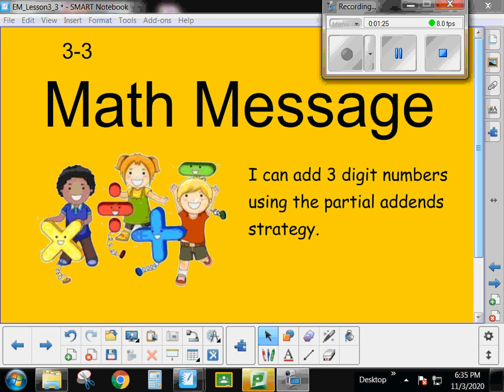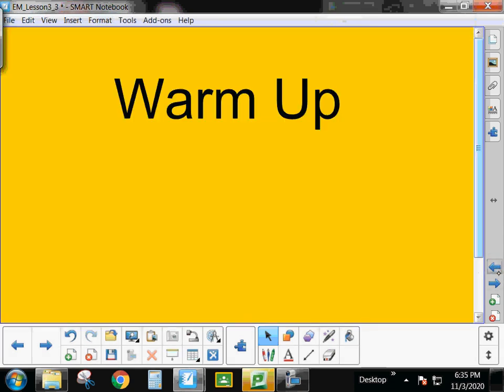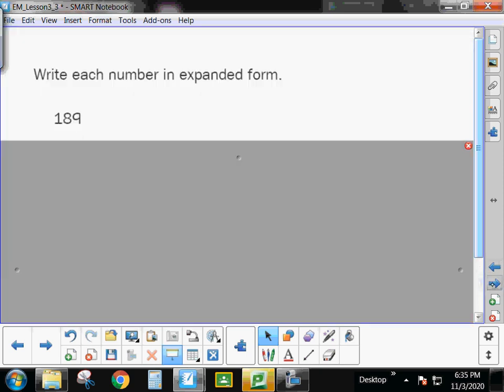Now, in order to do this, guys, we're going to go ahead and warm up. Let me go back a few pages here. We're going to warm up with some expanded form, because to do this partial sums addition, we really need to remember how to do expanded form. So go ahead and grab a piece of paper or a whiteboard. Pause the video if you need to. Okay, and now I want you to write each of these numbers in expanded form.